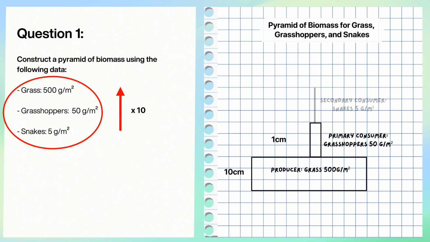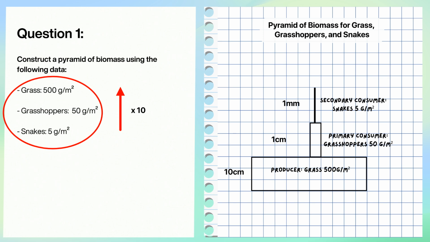Finally, place the secondary consumers at the top with the smallest biomass. The bar should be 10 times smaller than the bar below it, so should be 1 millimeter wide. We will represent this as a line. Draw an arrow to this bar and label it with the biomass and organism, 1 millimeter and snakes.